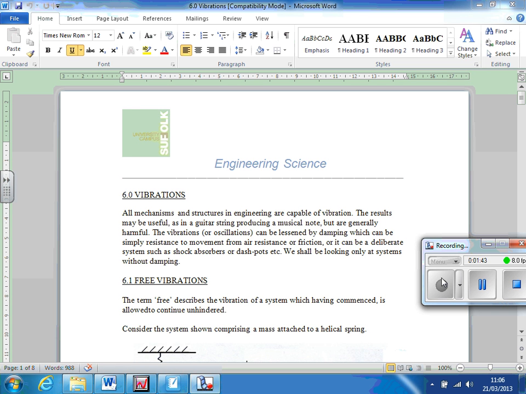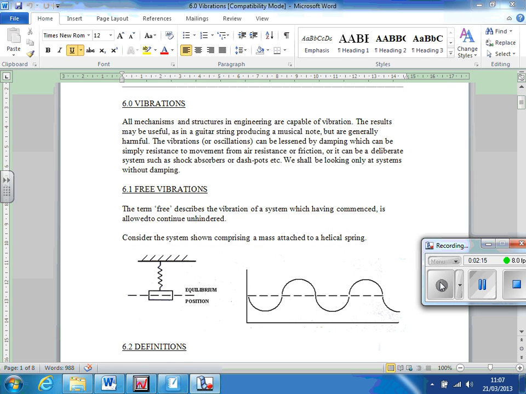These vibrations or oscillations can be lessened by damping, which can be simply resistance from air resistance or friction. It can be a deliberate system like a shock absorber or dashpot, some sort of mechanical shock absorber type thing. And in this particular section, we're not going to be considering the idea of damping, just seeing how things move. So we set them moving and describe that motion. We're not going to worry about the fact that this oscillation is going to die away. So in other words, we're looking at a free vibration, which means that you get it going and then this vibration is allowed to continue unhindered.